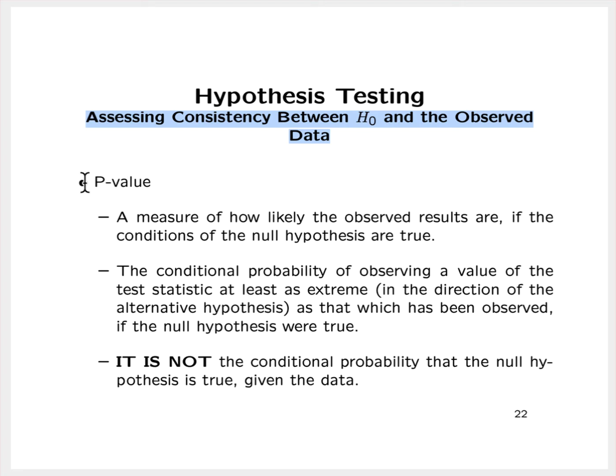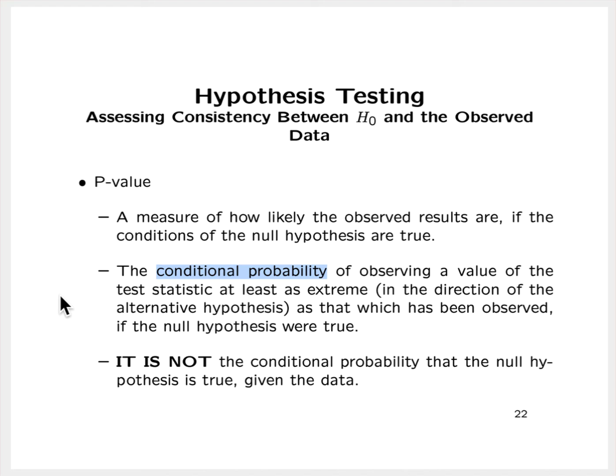Now, to do this, we use what is called the p-value. The p-value is a measure of how likely the observed results are if the conditions of the null hypothesis are true. More technically, it is the conditional probability. There we go, we have another conditional probability. I think you're probably starting to see why we study probability so much. We use these different kinds of probabilities all throughout hypothesis testing.